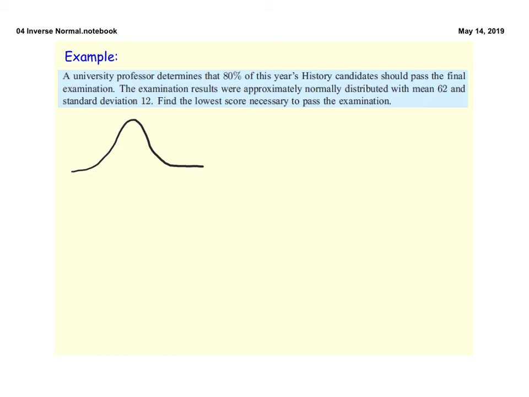So in other words, they have this known value right here of 62. That's your mean. And the standard deviation is 12. So we could kind of piece this out. But the key here is that the professor wants to find this magic value right here. Oops, that's a question mark. So he wants to find this magic value for which 80% of the data is above it, because he wants to make sure that 80% of the candidates pass the final exam. The question is, what is the lowest score that ensures that you pass? And remember, by default, the area below it is 20% because it has to equal 100%.